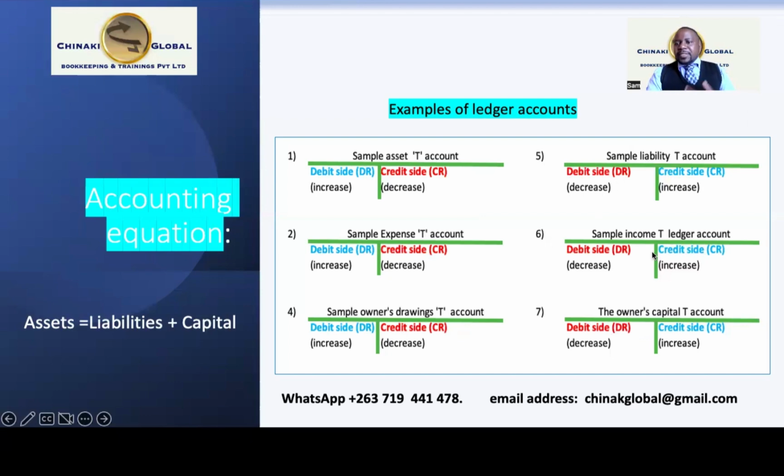Then for the income, be it credit or the cash revenues we are receiving, when our income is increasing, we need to credit our income account. Then when our income decreases, we need to debit.